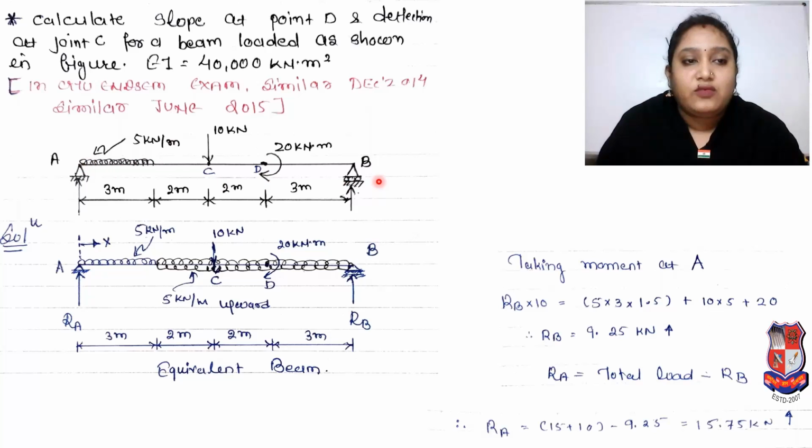So the beam A to B is given. Then for a 3 meter span, a 5 kilonewton per meter UDL is there. At point C, a 10 kilonewton load is there, a central point load. At point D, a 20 kilonewton meter moment is given, and the total span length is 3, 2, 2, 3, which means it's 10 meter. Okay, so here the UDL is given in that portion only.